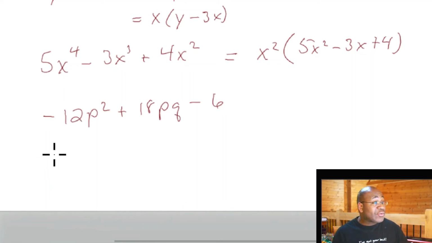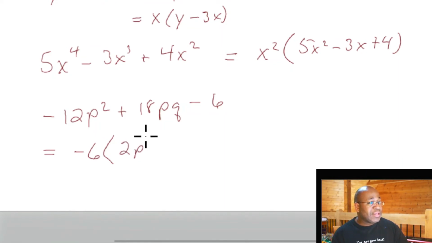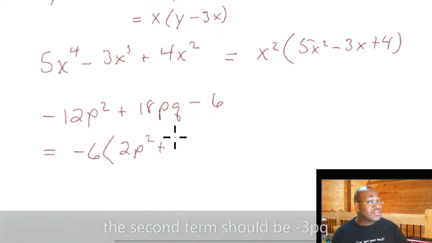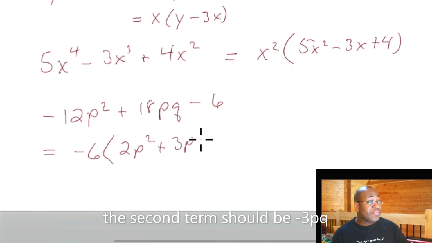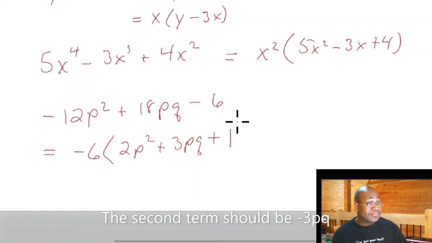Now, when you factor out a negative common factor, in this case negative 6, think about what happens when you distribute a negative number. You change the signs of all of the terms. So the same thing happens when we extract a negative factor. So we have negative 6. When we extract that out, this will give us positive 2p squared plus 3pq minus, or I should say plus 1.